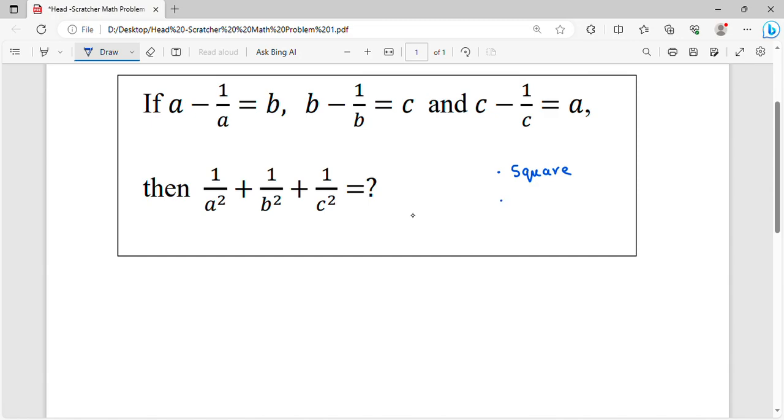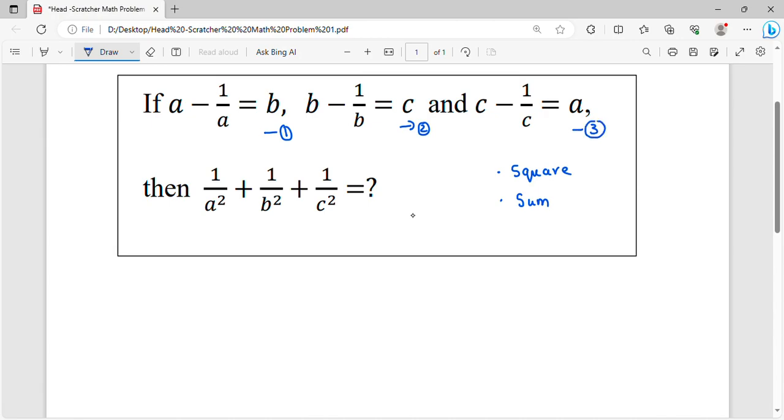So after squaring, I know my second strategy would be to sum them up so that I may get something like this, 1 by a squared plus 1 by b squared plus 1 by c squared. So this is my thought process and let me see whether I could do it. So first I need to square this. So let me mark this as 1, mark this as 2 and mark this as 3.